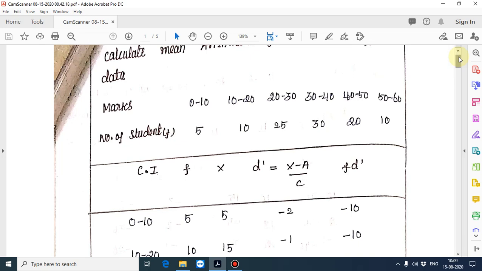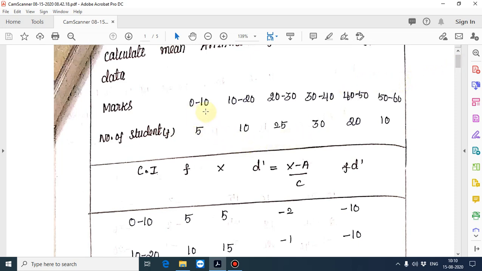Today I will teach one problem, continuous series itself, arithmetic mean. Please take down this one problem. Listen carefully. Calculate the arithmetic mean for the following data. This is the continuous series.